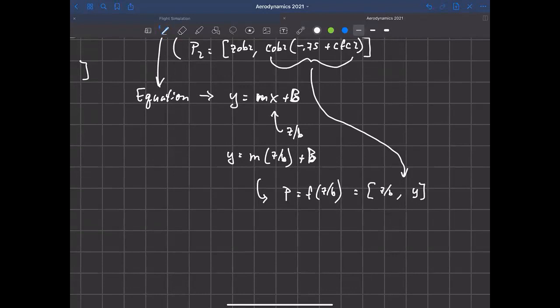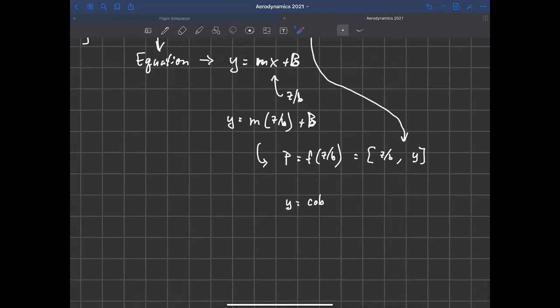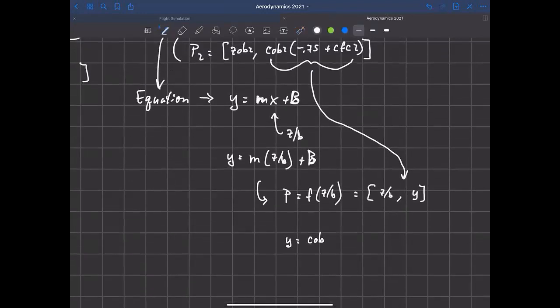So let's just rearrange this equation here. So we have y is equal to C over B at any location. Now, this equation that I'm referencing up here, we are looking at it at point 2 specifically, but this relationship holds in general. So it's going to be y equals C over B times minus 0.75 plus CF over C at that location. Okay, so that's what the y coordinate is.